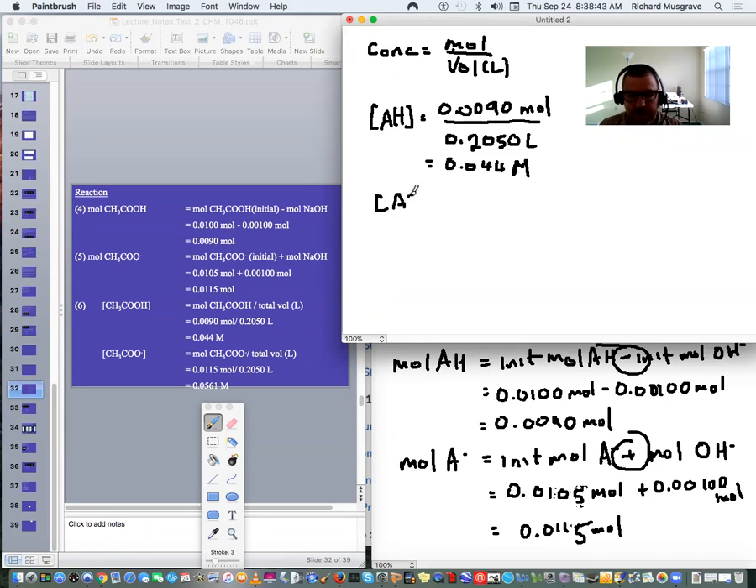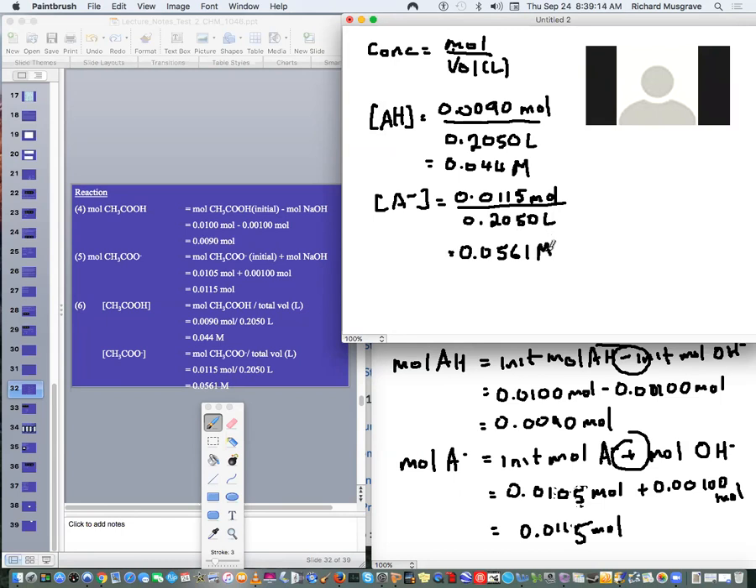For the A minus, it's going to be 0.0115 divided by 0.2050 liters, which comes out to be 0.0561. So this is how we're getting the final concentrations of the AH and the A minus that we're going to end up using in the final step. Does anybody have any questions at this point about what we're doing?